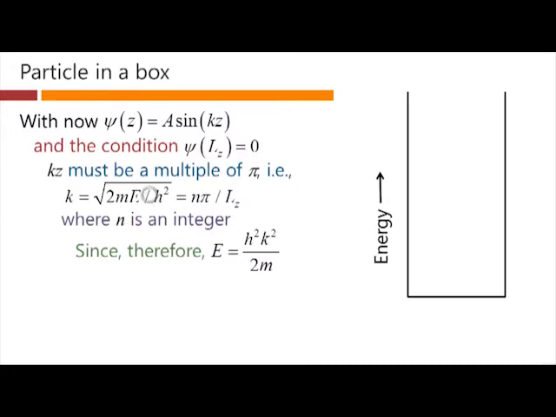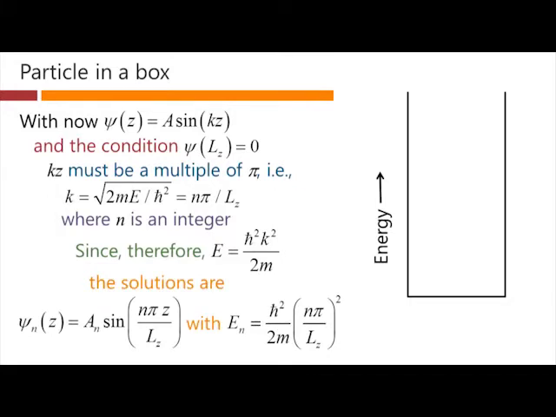So, since we know from this expression here that E is equal to h bar squared k squared over 2m, and we've just figured out what the allowed values of k have to be, then the solutions to this equation are, we put in those allowed values of k into our a sine kz, and our energies here have to be the ones where k takes one of these values. So these are our solutions. We have a specific set of energies. For each choice of n, there's another energy we get, and for each choice of n, there's another wave function that we get.